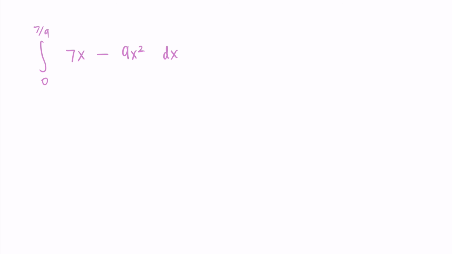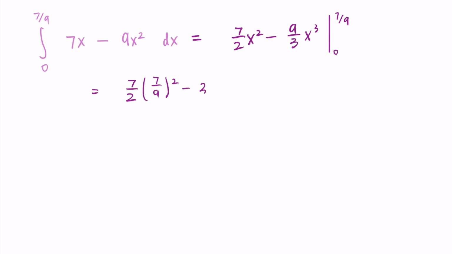So I add 1 to the exponent and divide by the new exponent for both of these. So I have 7 over 2x squared minus 9 over 3x cubed, and I'm evaluating from x equals 0 to x equals 7 over 9. That 9 over 3 is going to just become 3, which is going to make things a little easier. So I substitute in 7 over 9, and then I substitute in 0. I'm not going to say that all out because there's just a lot happening here.